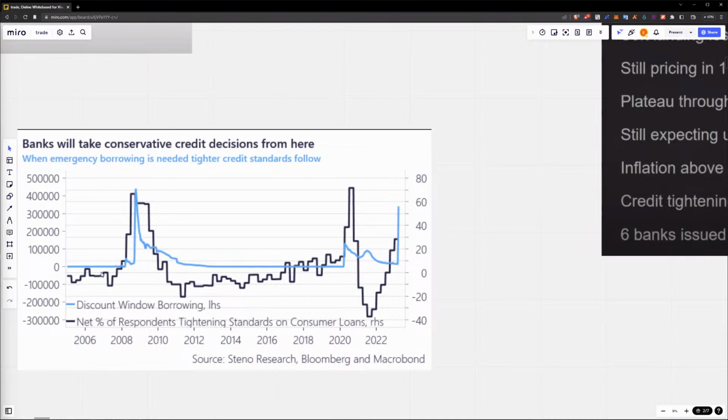What happens is that the banks go and take money from the discount window borrowing area. They use that facility, and while using that facility, they also tighten their consumer loan standards, because this is something they pay interest on, and this leads into a crisis actually.